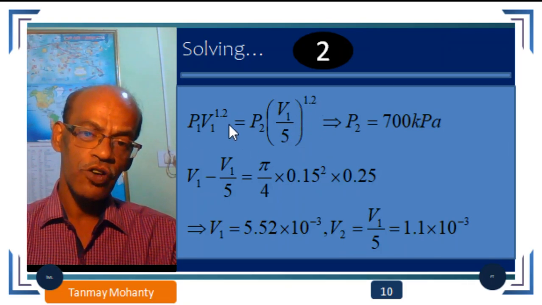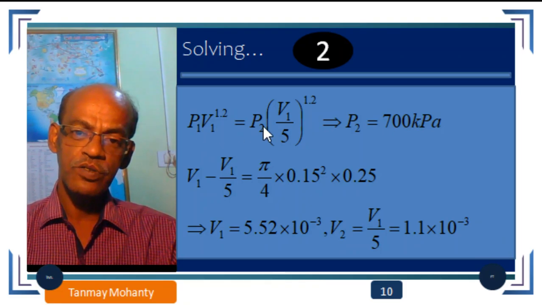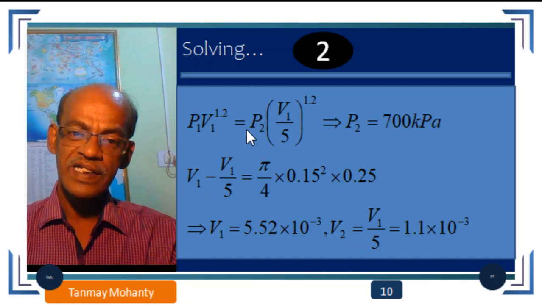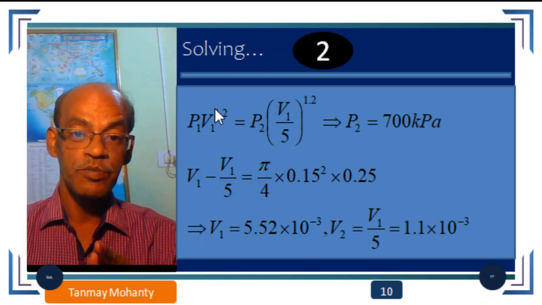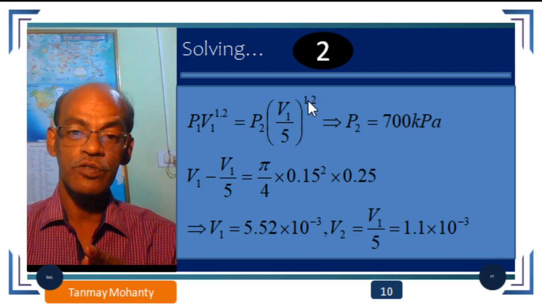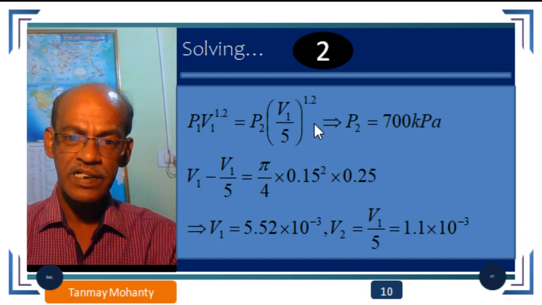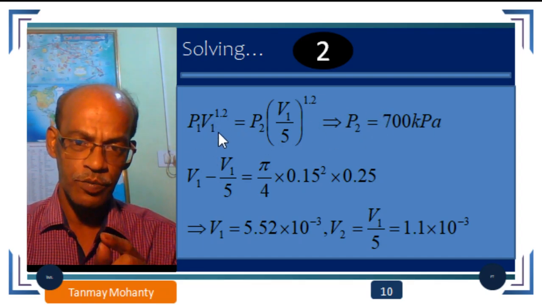Now if I solve this equation, there is P1, P2 and V1, V2. V1 and V2 there is a relation. V2 is V1 by 5. So V1 will get cancelled. So I shall get what is final pressure. V1 to the power 1.2, V1 to the power 1.2 cancel. If I solve this using calculator, I can find out what is P2 because P1 is known, 101.325 kilopascal.